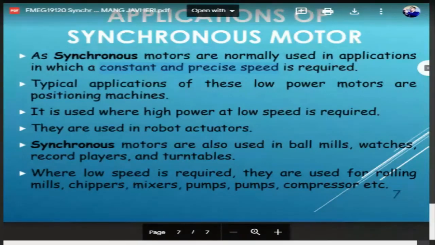Okay, so now we have seen that in robotics also, or we can say low power motors are also used in positioning machines.